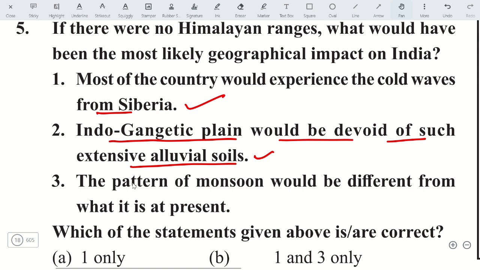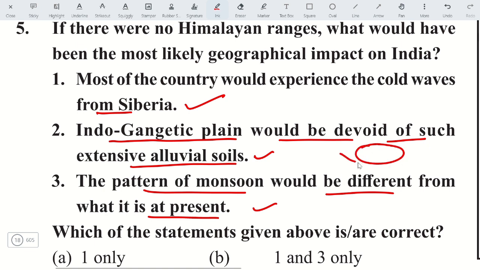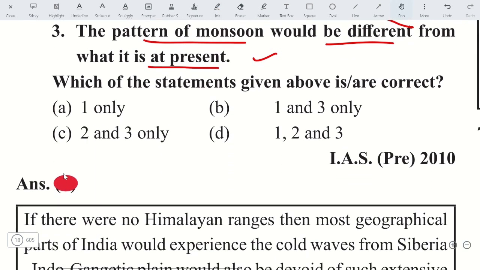Let's move to the next point. The pattern of monsoon would be different from what it is at present due to the formation of the Himalaya. Tibet was formed here; here is the Himalaya, here is Tibet. Due to the extensive heating of Tibet, the monsoon comes to India. That is why, if the Himalaya were absent, the formation of the Tibet plateau would not have occurred, and then the monsoon would be different. So this is also right. So all three options are right, and our answer will be D.